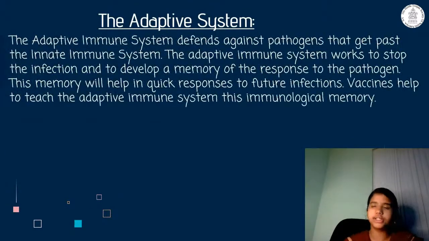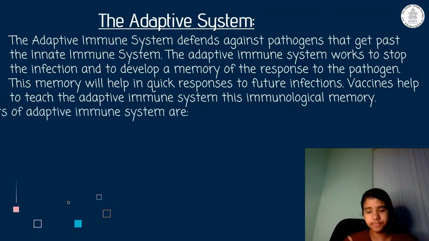Now let us move on to the adaptive system. The adaptive system defends against the pathogens that get past the innate immune system. The adaptive immune system works to stop this infection and to develop a memory of the response to the pathogen. This memory will help in quick response to future infections. Vaccines help to teach the adaptive immune system this immunological memory.